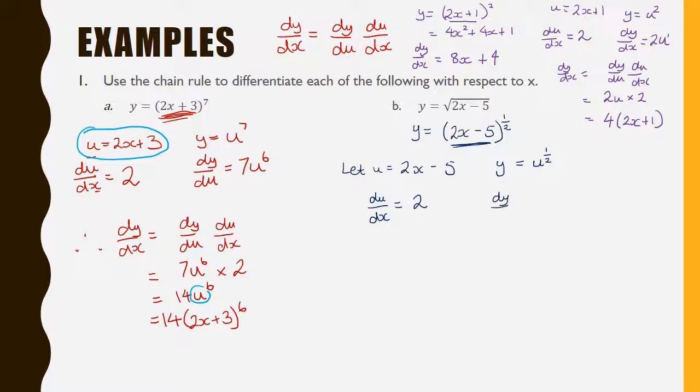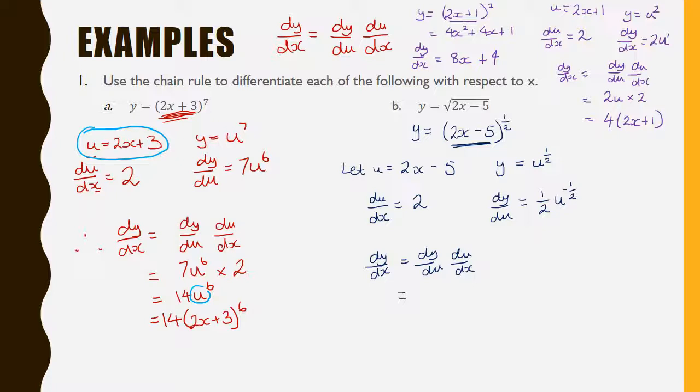dy/du, I'm differentiating y with respect to u. I multiply by the power and I subtract 1 from the power. Then we're up to using the chain rule. So dy/dx equals, the chain rule is dy/du multiplied by du/dx. The chain rule is found on your formula sheet, by the way.